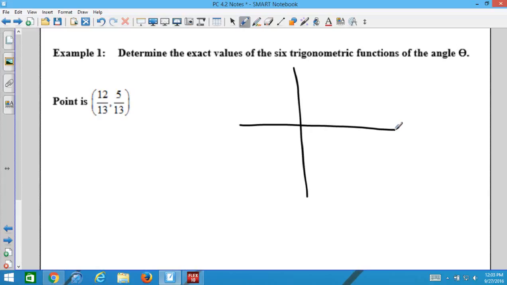And we're going to go over 12/13 and then up 5/13. I'm not going to do this exact. I just noticed that I'm going over more than double than I'm going up, so I'm going to approximate it. I'm going to go over about here. That would be 12/13 this way. And then I'm going to go up about 5/13. And that's the ordered pair that is given to me right here.